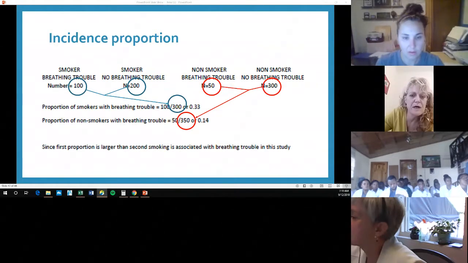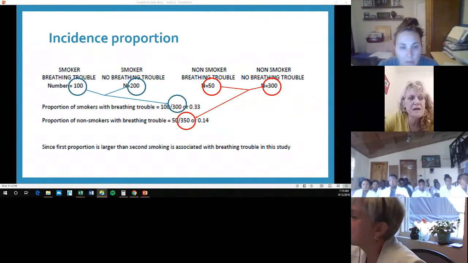Okay. So the numerators come from the number of people that had the disease. So that would be the trouble breathing is 100 in the smokers, and the trouble breathing is 50 in the non-smokers.